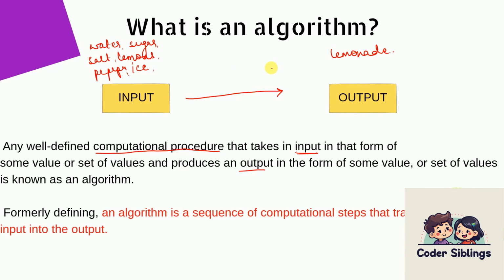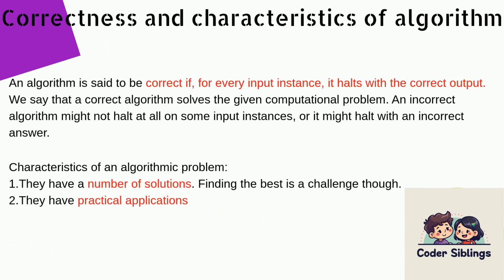Applying this real life example to a computational procedure is what is called an algorithm. So formally defining, an algorithm is a sequence of computational steps that transform the input to the output. Now that we know what an algorithm is, how do we decide whether the algorithm that we have written is correct or not? And what are the probable characteristics of an algorithm? An algorithm will be correct only if it halts at the correct output, and that correct output should be for every input instance.